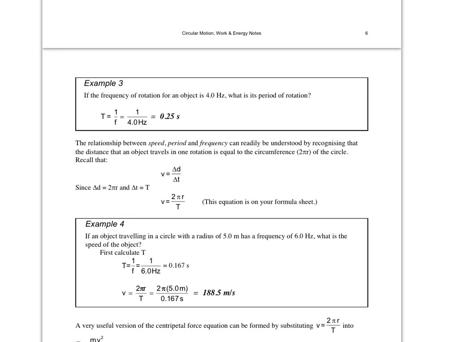So, for example, if an object traveling in a circle with a radius of 5 meters has a frequency of 6 hertz, what is the speed of the object? That should look more like an R. So with F, we can calculate T. This is on your formula sheet. Sorry, it's the second last equation in kinematics.